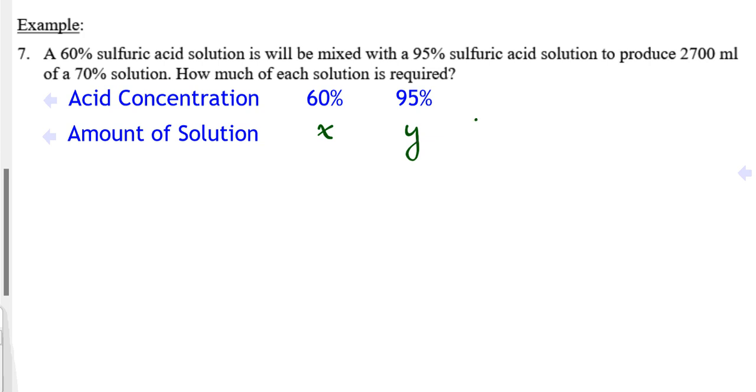And then in total, I'm going to have 2,700 milliliters. So that gives me one equation. But notice that in the question, we were told that we're going to end up with a 70% solution. So we're mixing 60% with 95%, and somehow we're ending up with 70%. We haven't made use of that 70% yet. So what we're going to think about is the amount of pure acid.